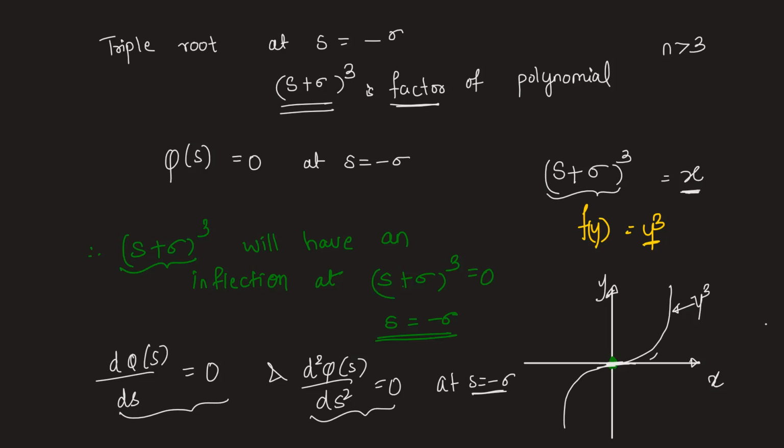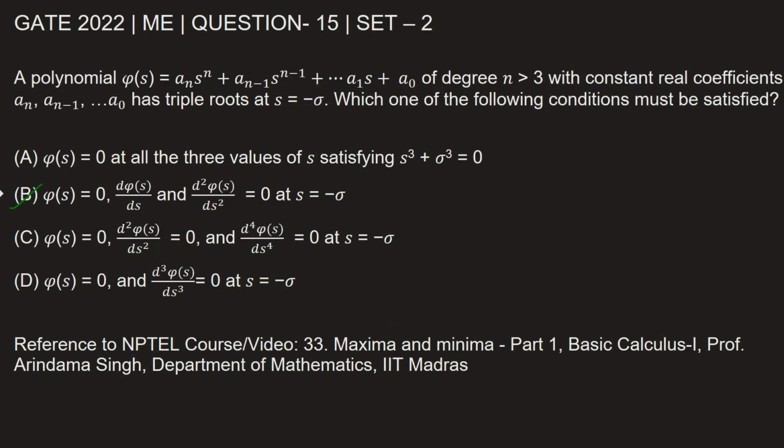Let's go back and mark this option. So the correct option is option B. The function value is 0, and its derivative value as well as its double derivative value is also 0 at this particular point, s equal to minus sigma.